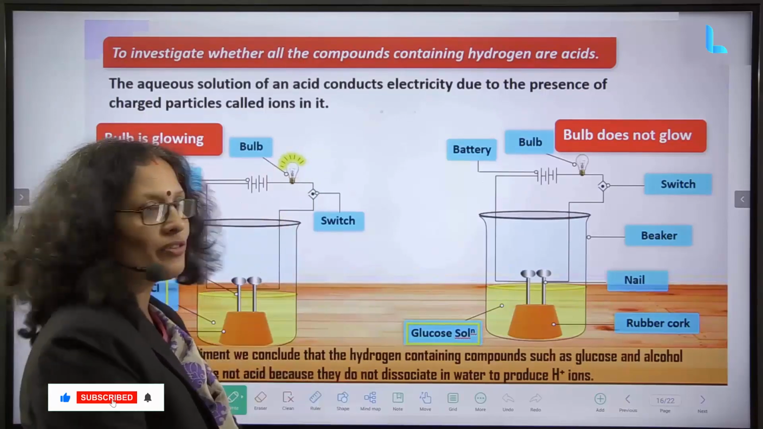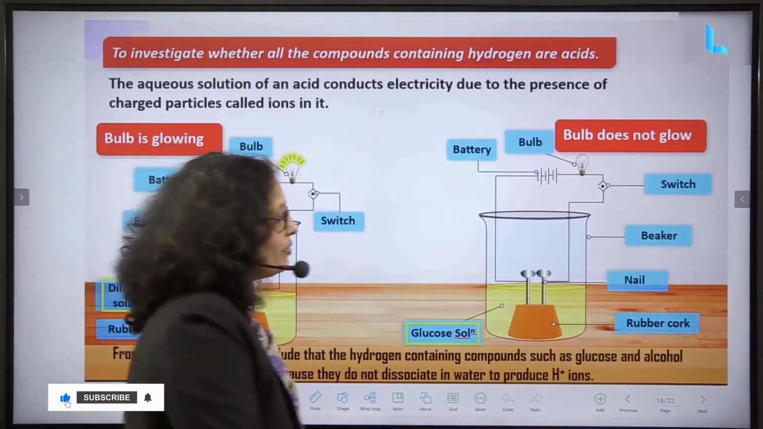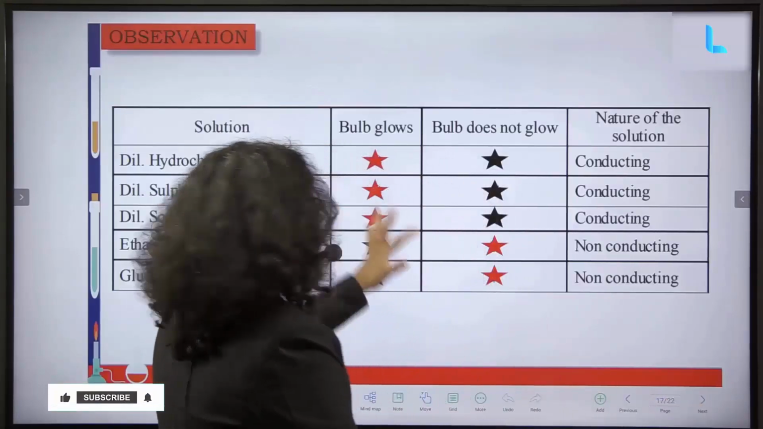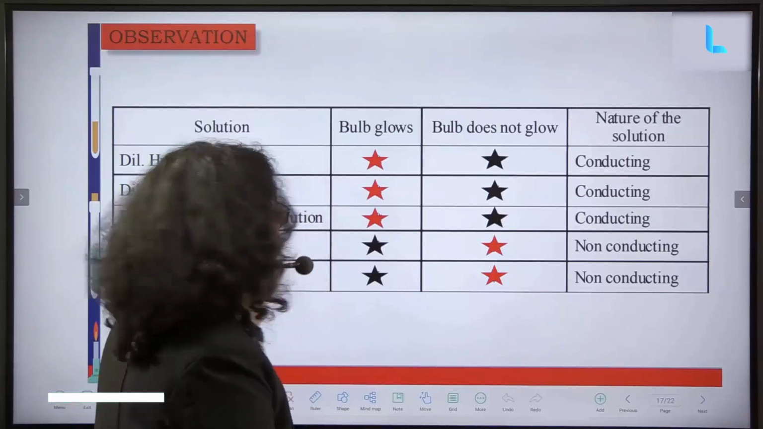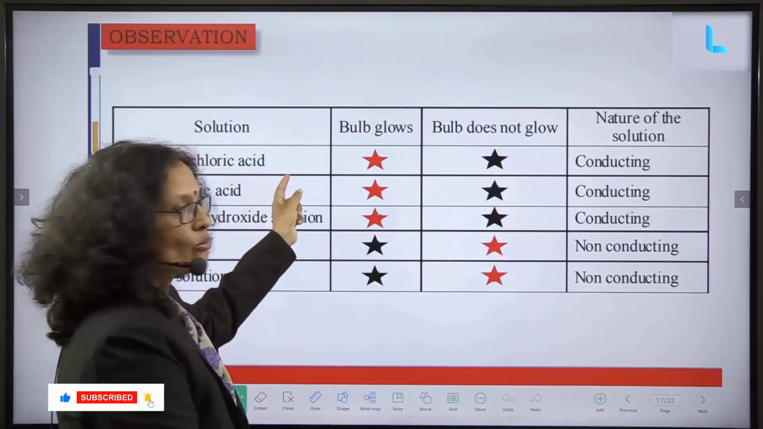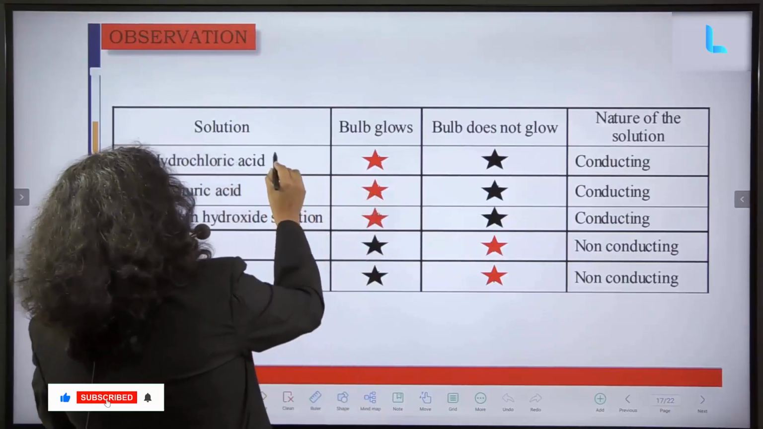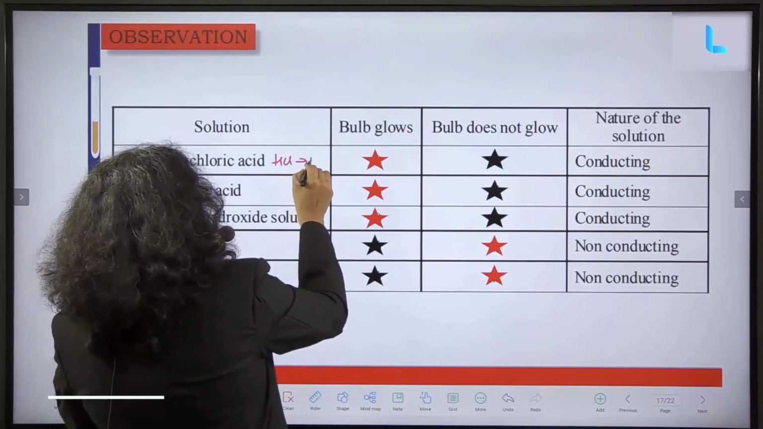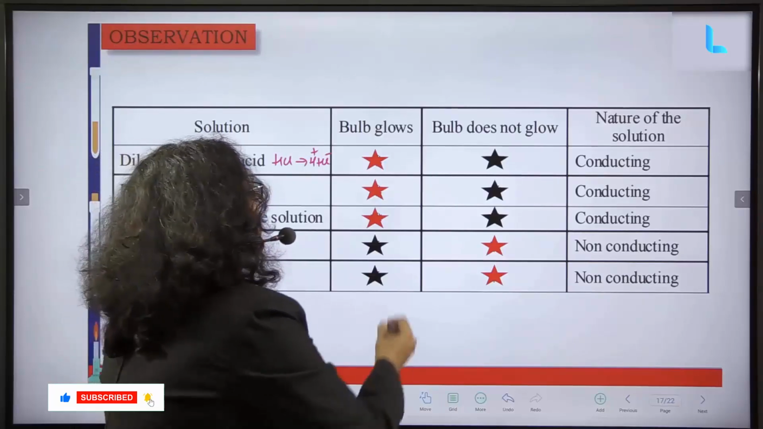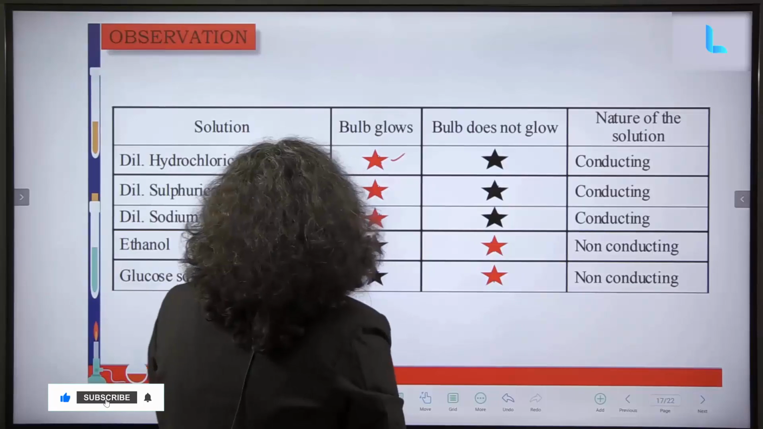So the aqueous solution of an acid conducts electricity due to the presence of charged particles, ions, in it. Now here is a table of the solutions we have taken in a beaker with electrodes to complete the circuit. If dilute hydrochloric acid is there, the bulb is glowing. Why? Because hydrochloric acid is breaking into H plus and Cl minus. Ions are present, so the bulb is glowing, conducting electricity via these ions.